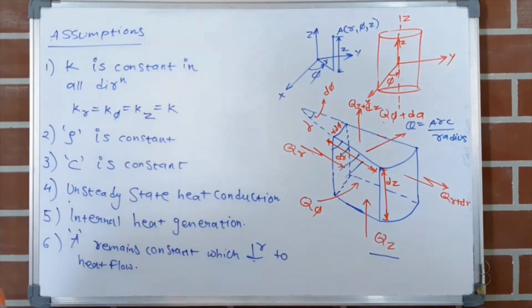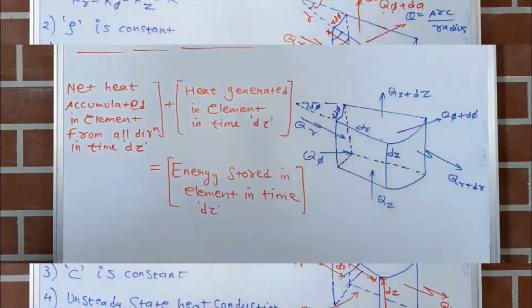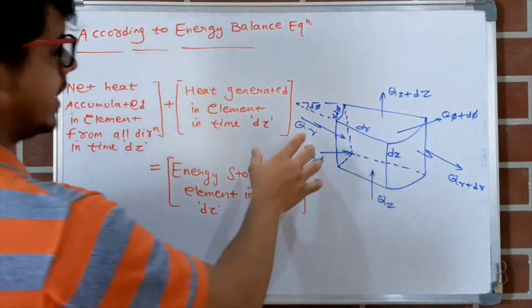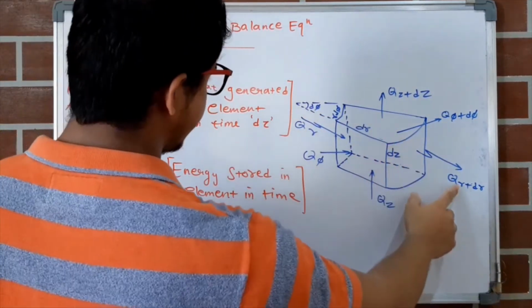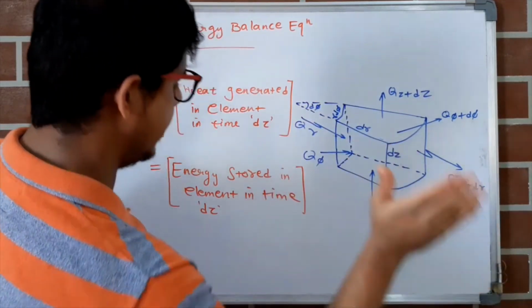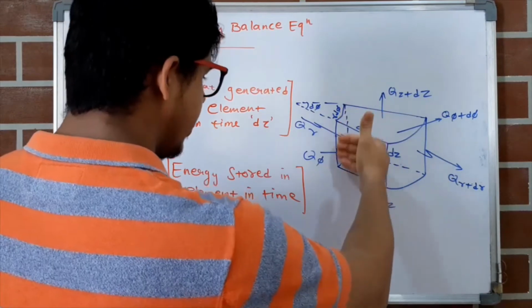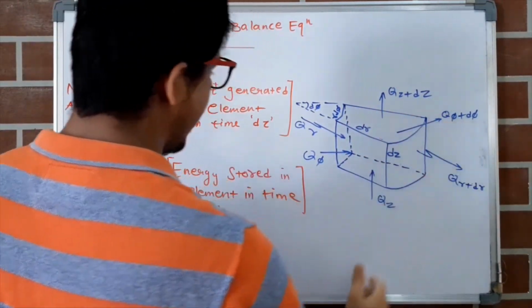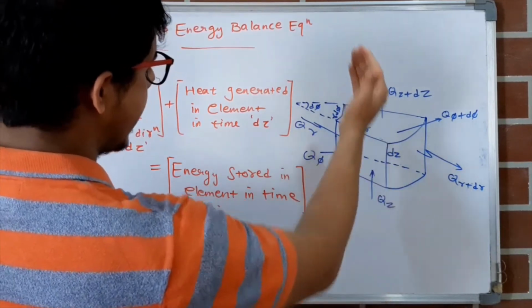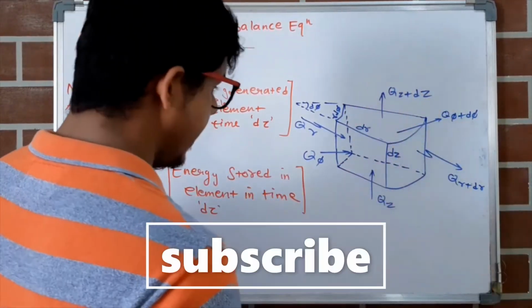Now we will derive the equation considering the energy balance equation. So again, Qr is entering from the back side and leaving from the front side, that is Qr plus dr, along the radial direction. Q phi is entering along the tangential direction, that is along this face, and leaving here, that is Q phi plus d phi. Qz is entering along the z direction, or the axial direction, and leaving from the top, that is Qz plus dz.